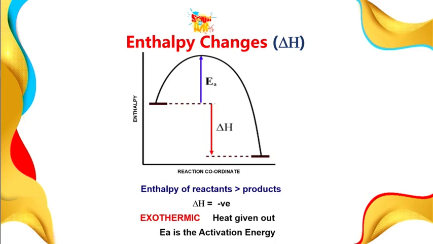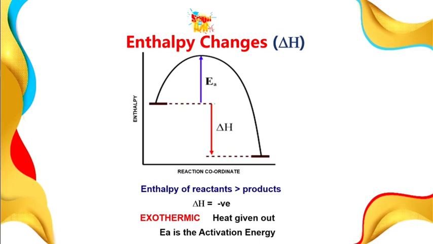You can see here we have like a slope going down, a curve going down. You can see the red line showing the delta H change, which is the difference between the one for the reactant and the one for the product. The product is actually down on this, the reactant is above. Then you can see that the enthalpy of reactant is greater than that of the product here. If the enthalpy of reactant is greater than that of the product, delta H, which is the enthalpy change, will be negative. The value will be negative.